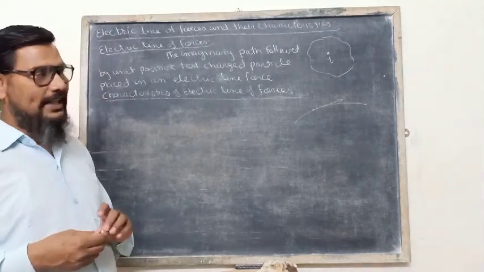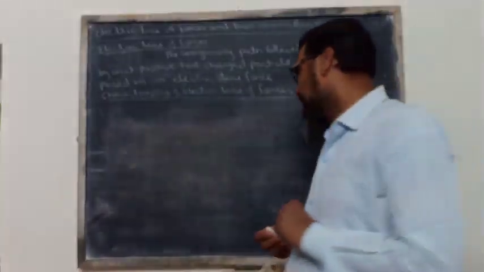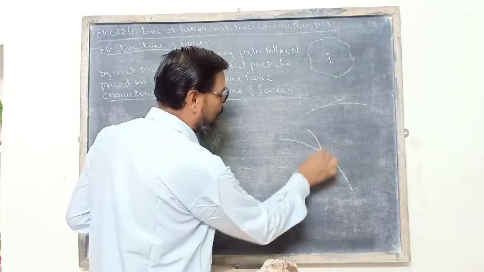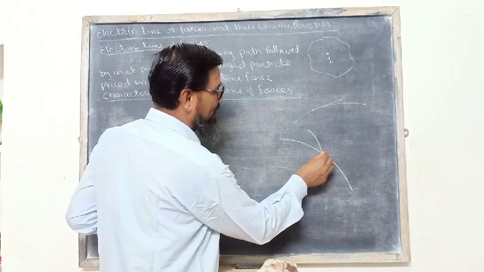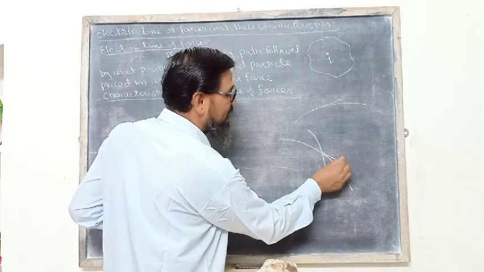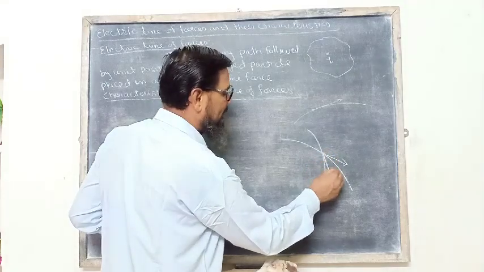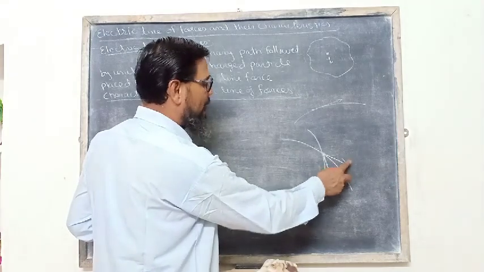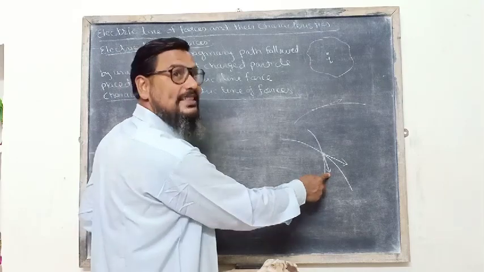And the last one, electric lines of force never cross each other. If they do so, means we consider that two electric lines of force cross each other, then at their point of intersection, according to this electric line of force the direction will be this, and the tangential line will be this. According to this, the electric field intensity will be along this arrow, and according to the other electric line of force, the electric field intensity will be along this arrow.